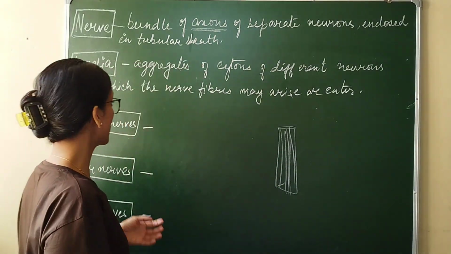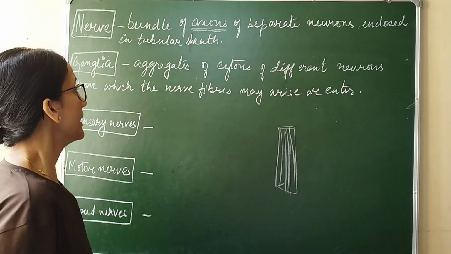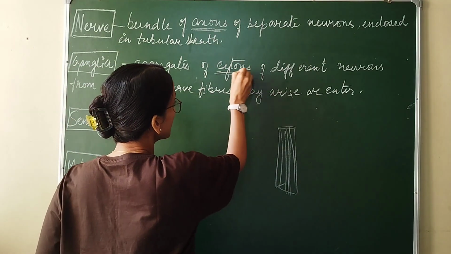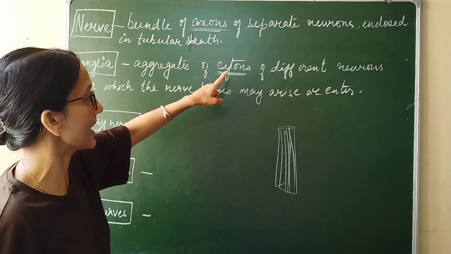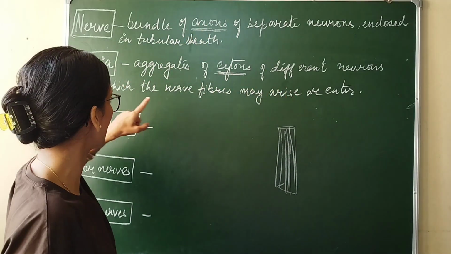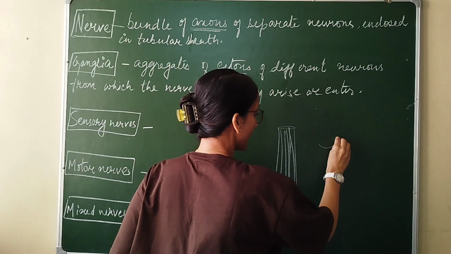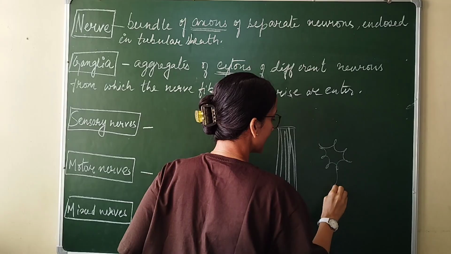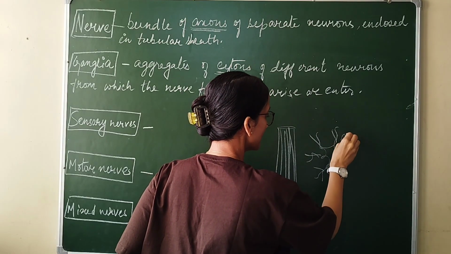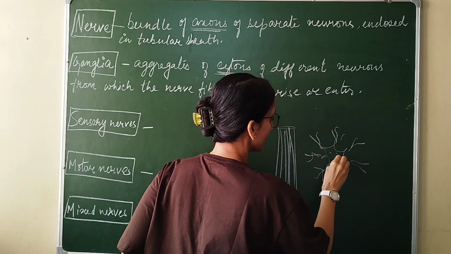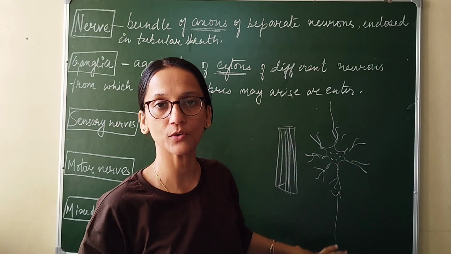There is another structure which is also seen in our body made up of neurons, and they are called ganglia. Now a ganglion is an aggregate of cytons of neurons. A nerve is an aggregate of axons and a ganglion is an aggregate of cytons of different neurons from which the nerve fibers may arise or enter. So a ganglion will look somewhere like this, where the different cytons are together. You may find these structures right in the middle of the pathway of the nerves.